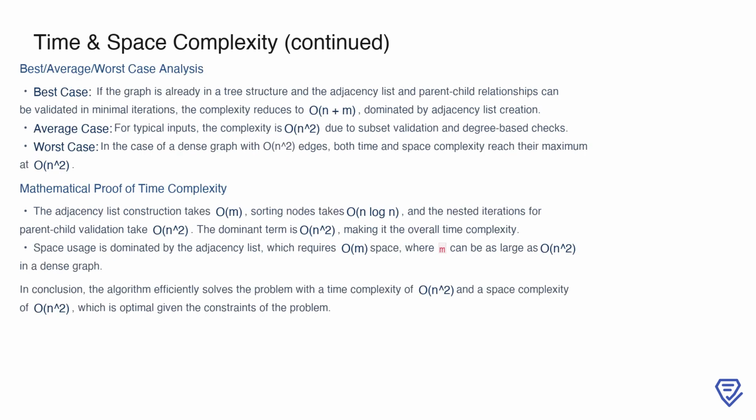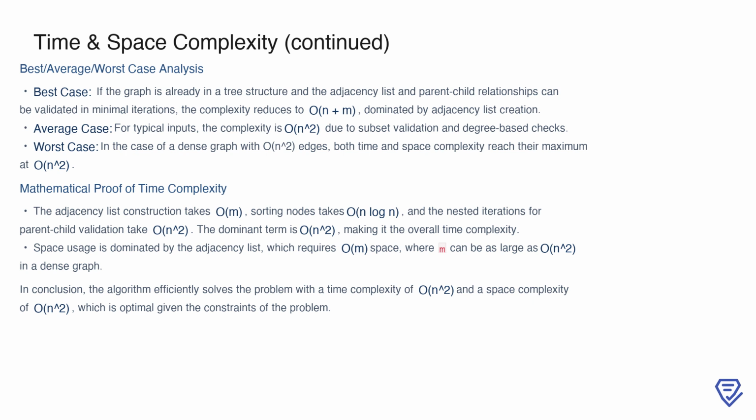Finally, let's analyze the best, average, and worst-case scenarios. In the best case, where the graph already satisfies the tree structure requirements and validation is minimal, the complexity reduces to O(n + m), which is dominated by the adjacency list construction. In typical cases, the complexity is O(n^2), due to the subset validation and degree-based checks.